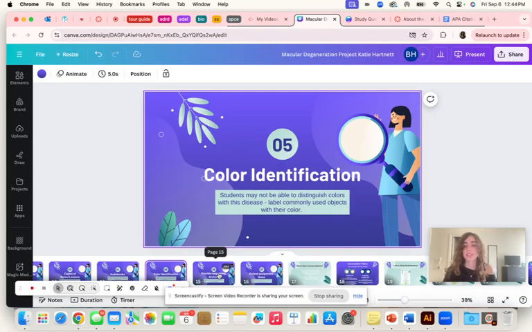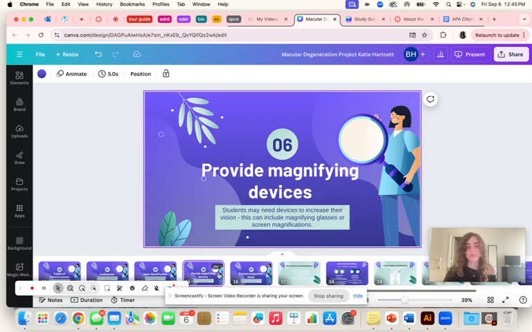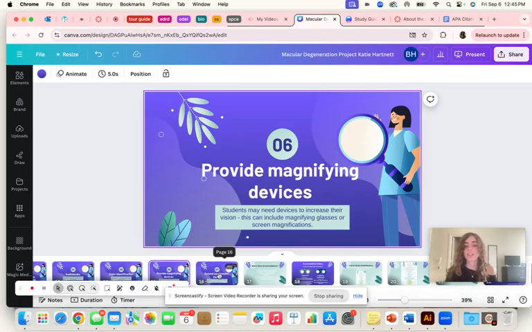Now, we've talked about color identification a lot, so how do you help this in the classroom? In the classroom, you can identify different objects with their colors. That would mean putting a label in large print, obviously, so the students can read what color things are. We also talked about providing magnifying devices, and I talked about how that can include a physical magnifying glass for students or something on their computer screen to help them see.